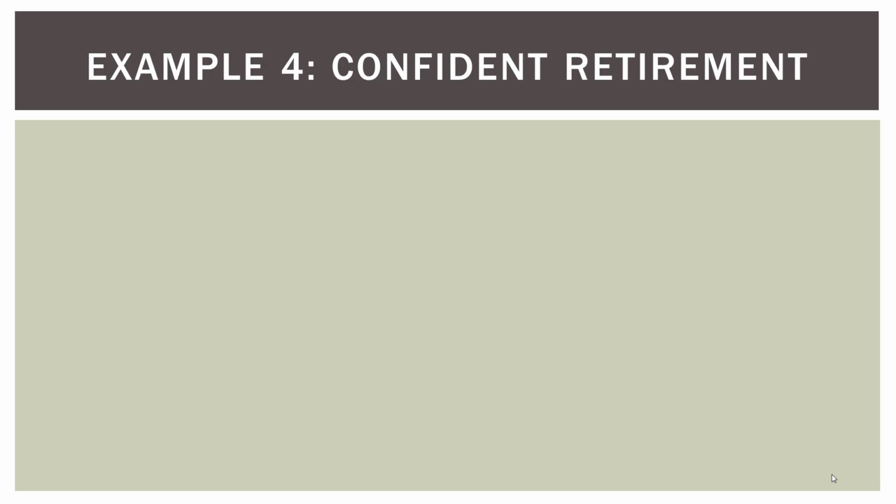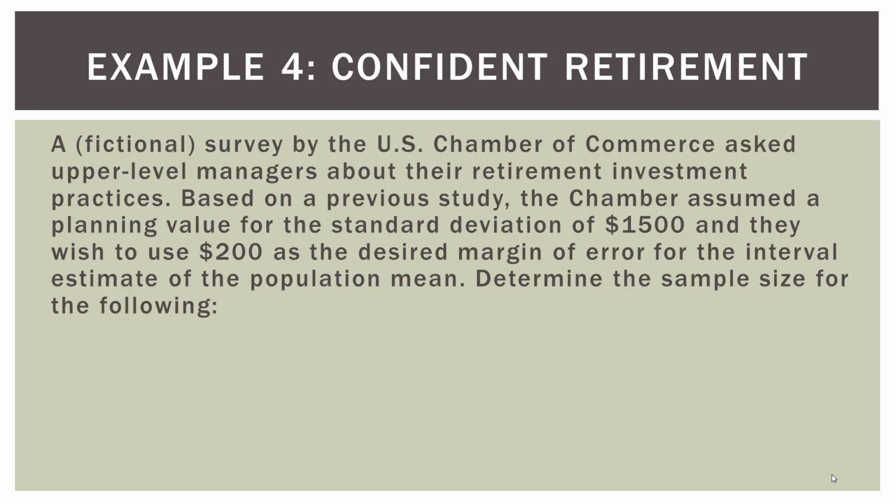Okay, and our final example, example 4, confident retirement. A fictional survey by the U.S. Chamber of Commerce asked upper-level managers about their retirement investment practices. Based on a previous study, the Chamber assumed a planning value for the standard deviation of $1,500, and they wished to use $200 as the desired margin of error for the interval estimate of the population mean.